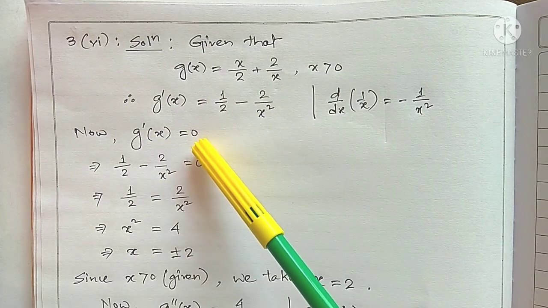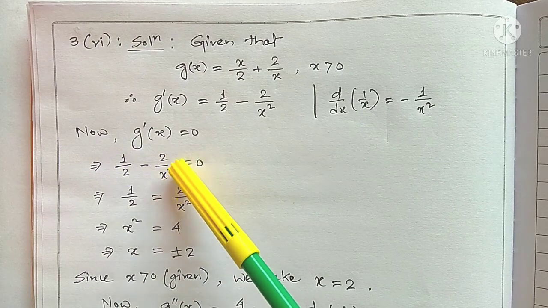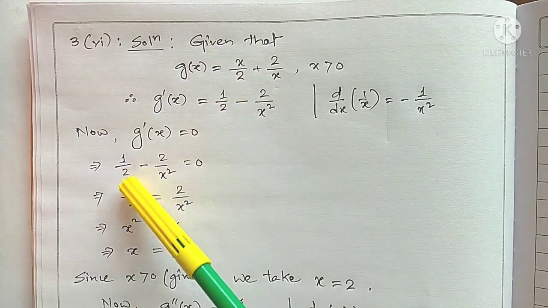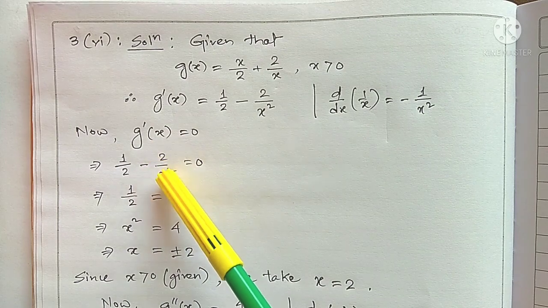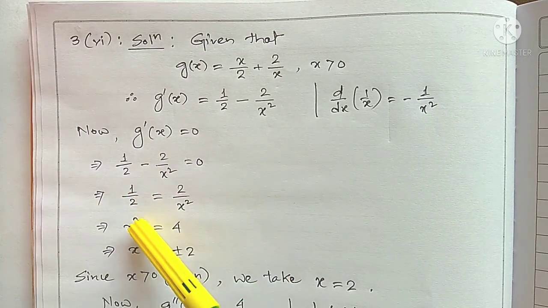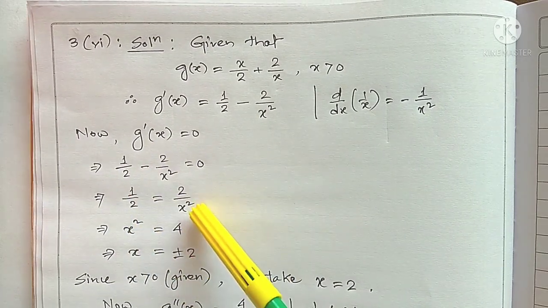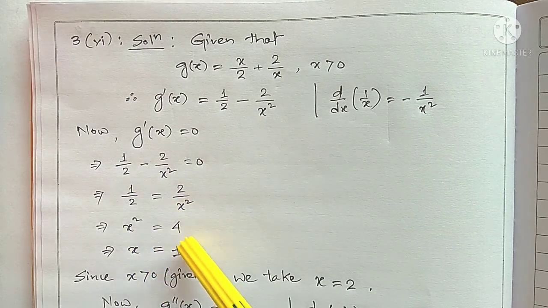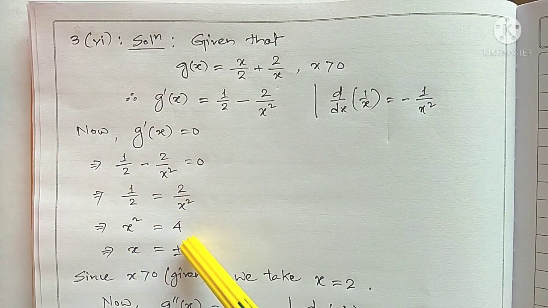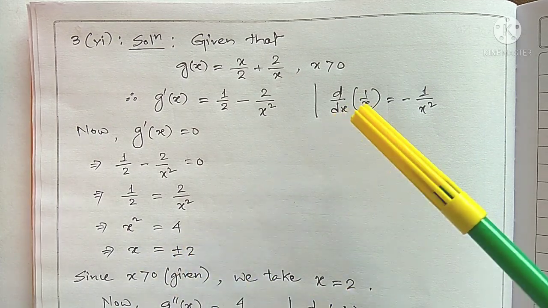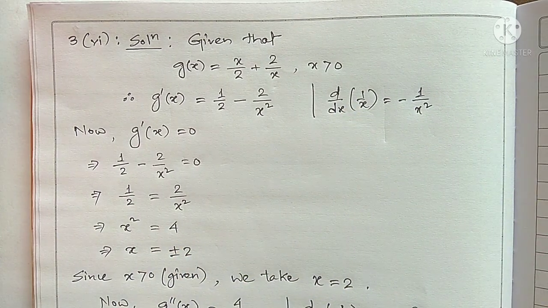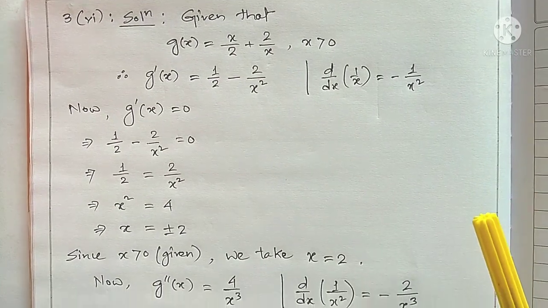And now after that we write g'(x) equal to 0. In place of g'(x), again we put this value: 1 by 2 minus 2 by x square. If we shift this minus 2 by x square to the right hand side, then 1 by 2 equal to 2 by x square. And if you cross multiply, x square equal to 4. And if we take the square root, x equal to plus minus 2. And here the critical points we get are plus 2 and minus 2.